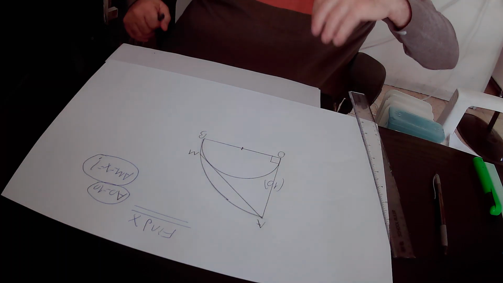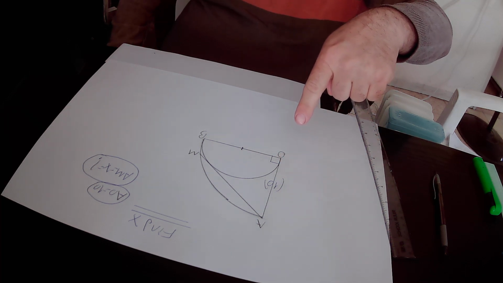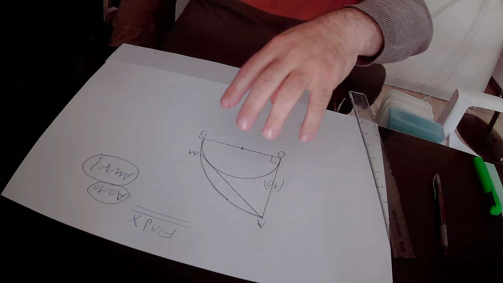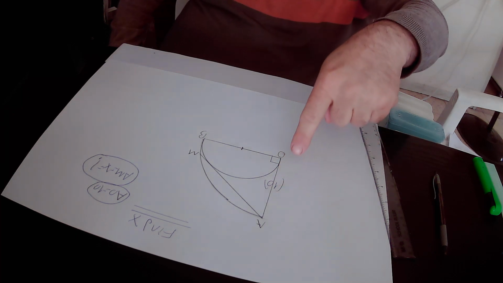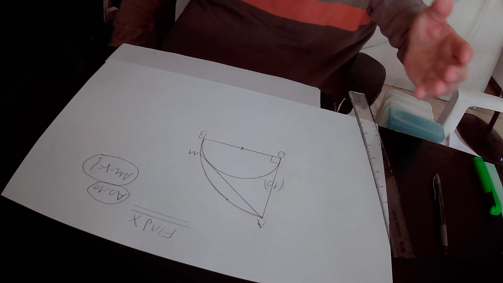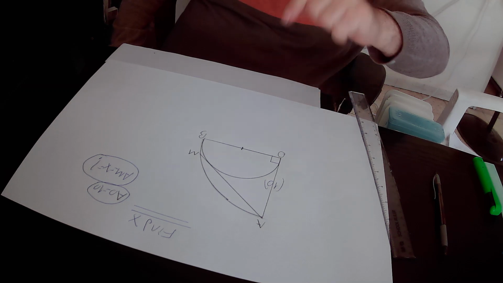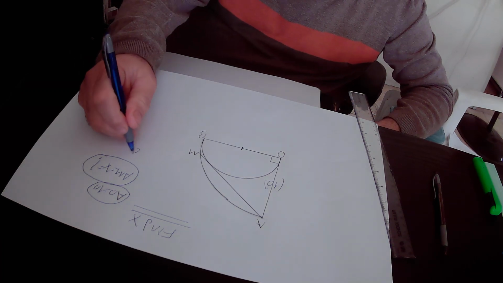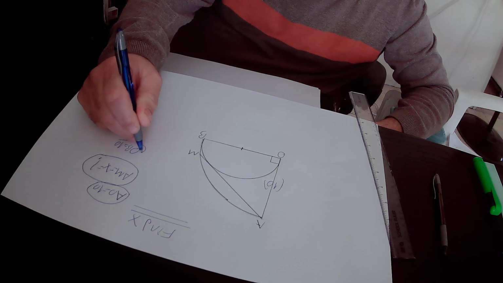In addition, side AO must be equal to side OB. They are both the radii of this quarter circle, therefore they are equal to each other. But we know that AO equals 10 units according to what is given in the question, therefore OB must also be equal to 10 units in its length. So I write it down here that OB equals 10 units in its length.